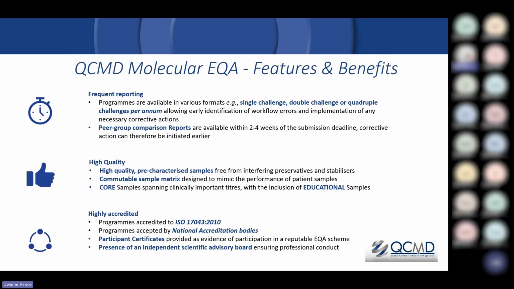So the features of QCMD, to finish off the presentation, are that QCMD provides schemes with frequent reporting. Programs are available in various formats, single, double, or 4 challenges per year, allowing the early identification of workflow errors and implementation of any necessary corrective actions. Peer group comparison reports are available within 2 to 4 weeks of the submission deadline. Corrective action can therefore be initiated earlier, in comparison with other EQA service providers that may take a much longer time period.